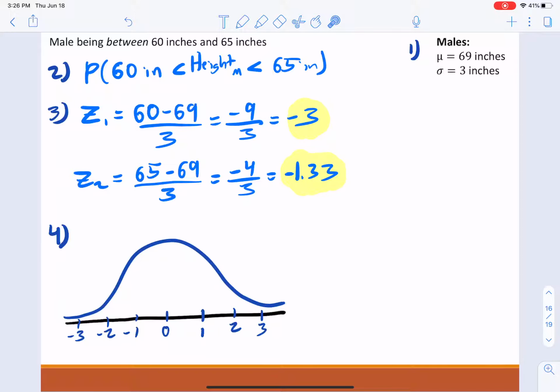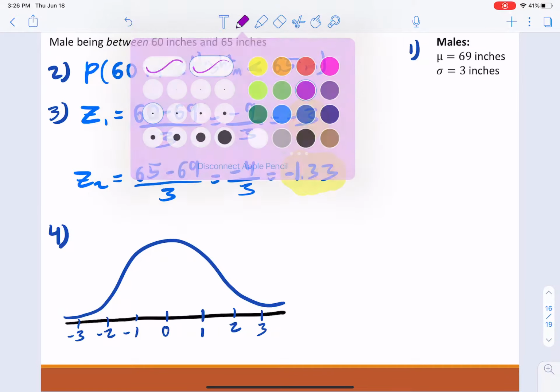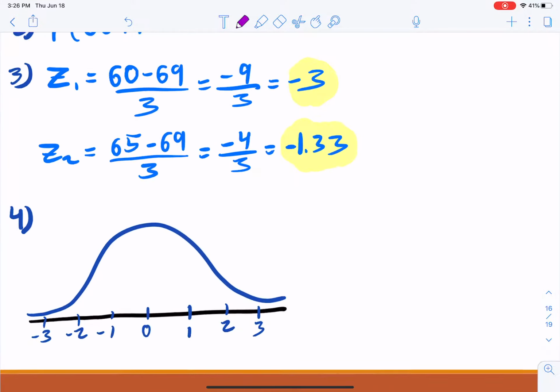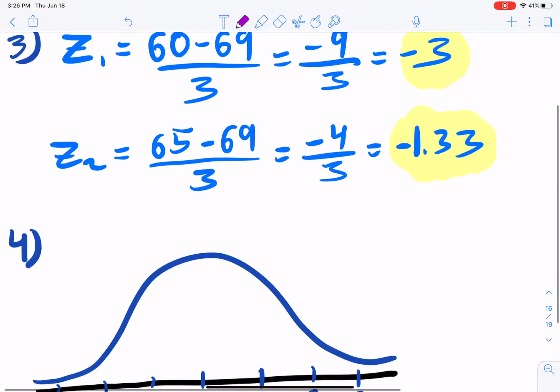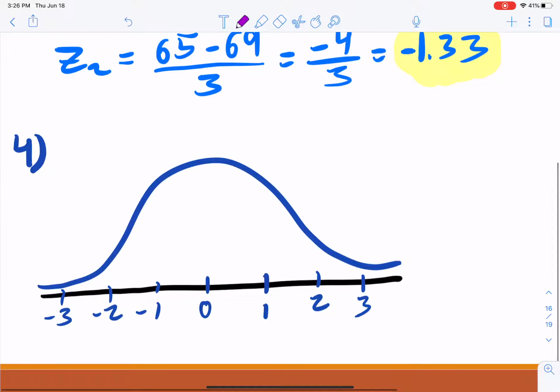Okay, and then what we need to do next, let's just label the points, and I'll zoom in here too. So our first z-score was negative 3. So I'm going to just do it like that, okay? And our second one was negative 1.33, so that's like right about there.